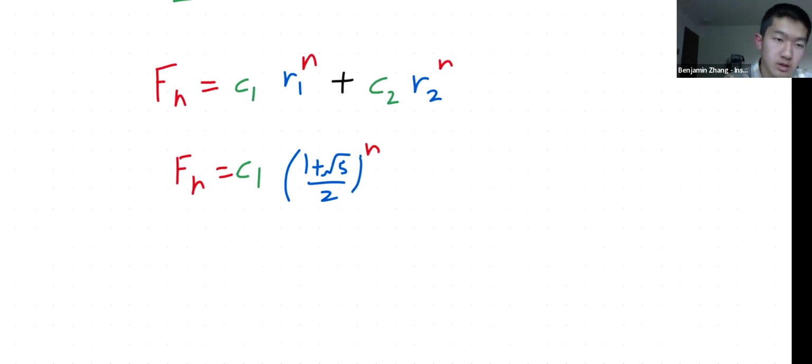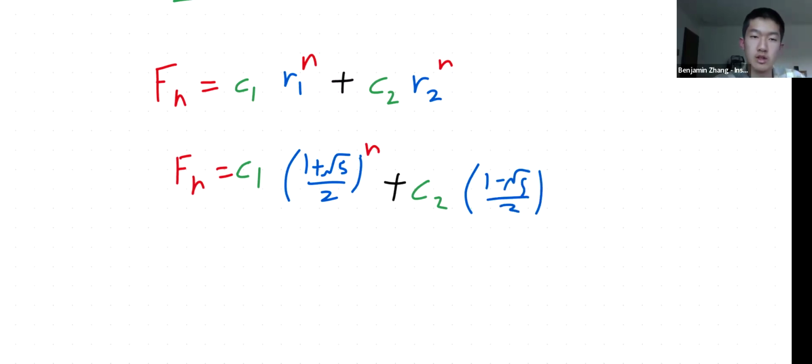And then plus c2 times (1 minus root 5) to the n. Okay, so from here, does anyone know how to solve for these two constants? Because this is what we are left with. We already have an exponential function in terms of n, but we want to solve for the constants. So we are up to this step.